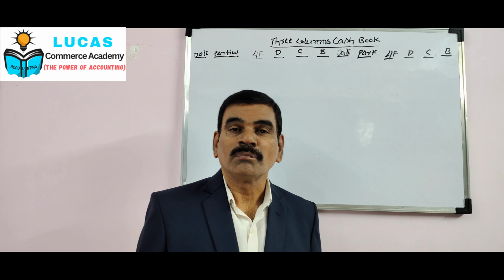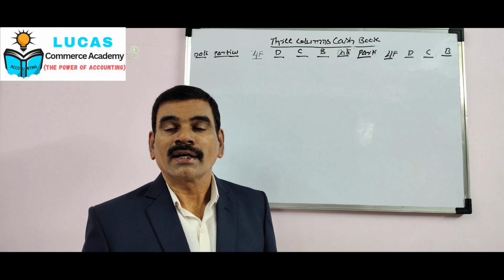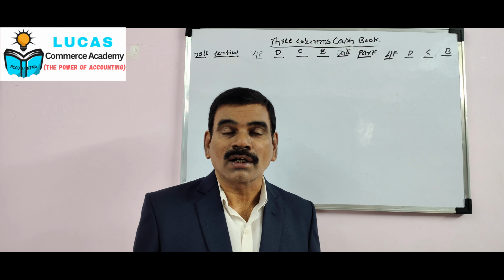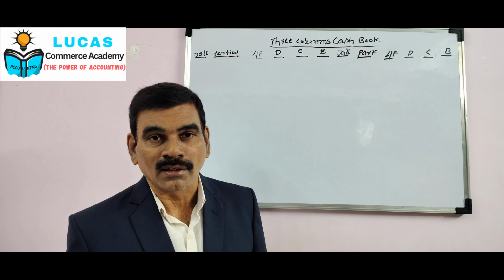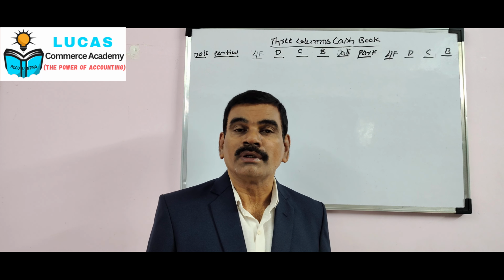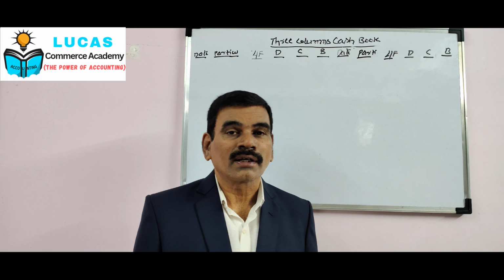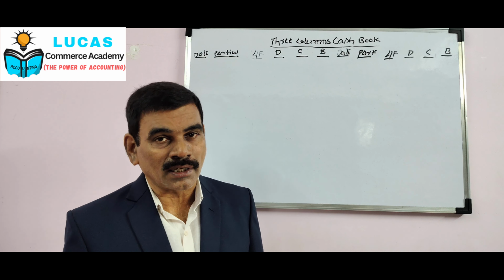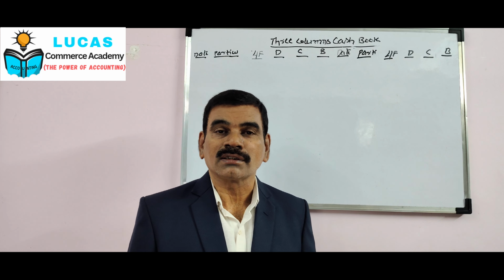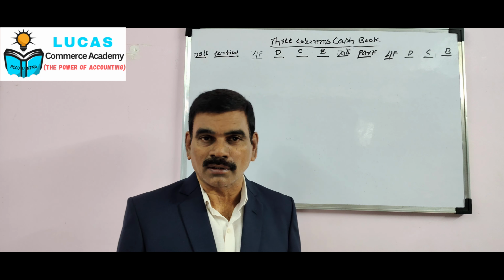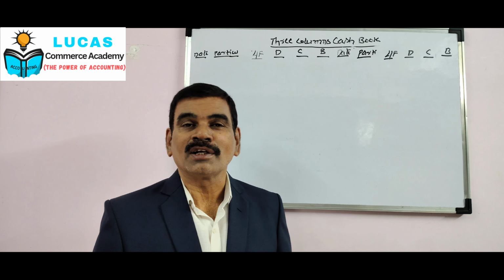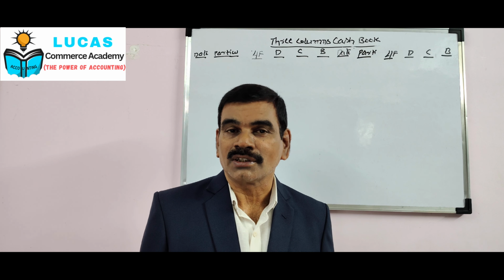So the first one, simple cash book. The cash book which contains only one column, that is amount column, both on the debit and credit side. All cash receipts should be entered on the debit side and all cash payments entered on the credit side. After recording all transactions, the amount column is to be balanced in the usual manner. This cash book is maintained by very small organizations.